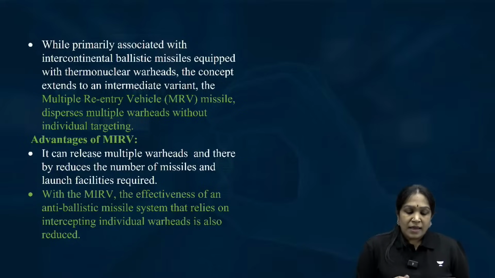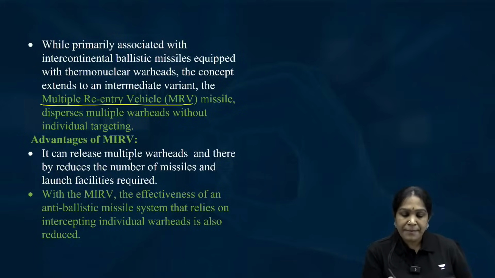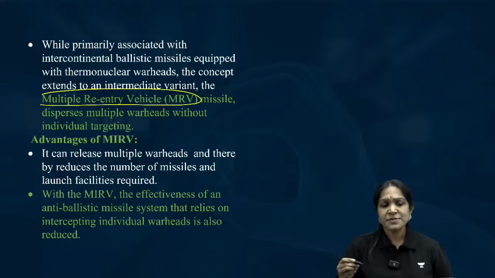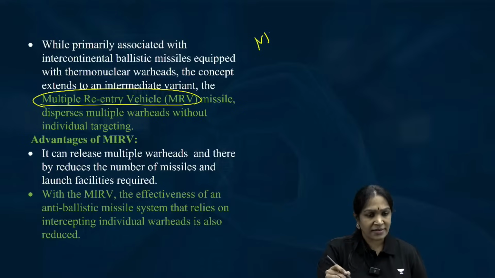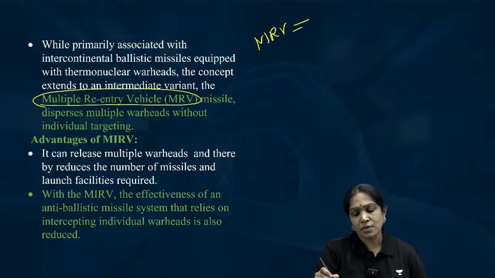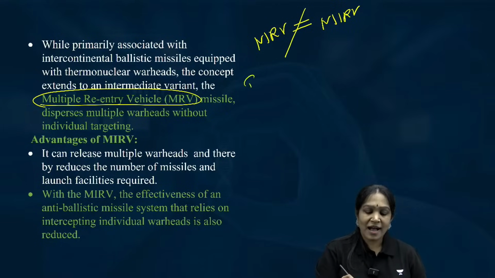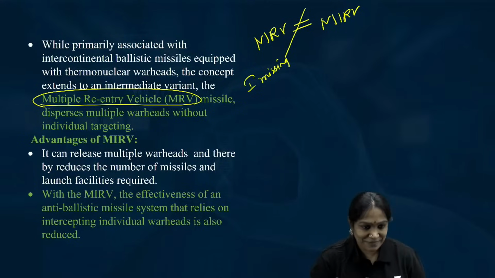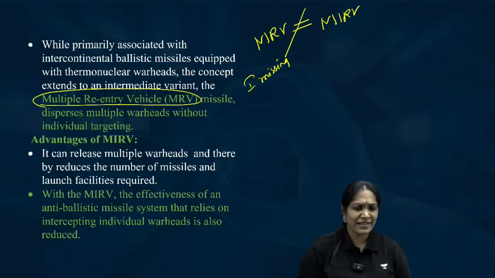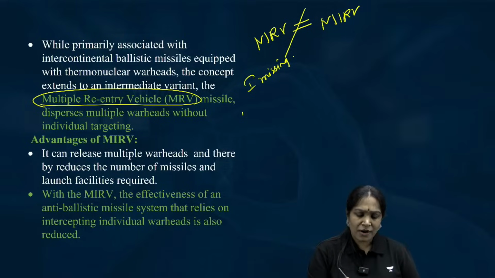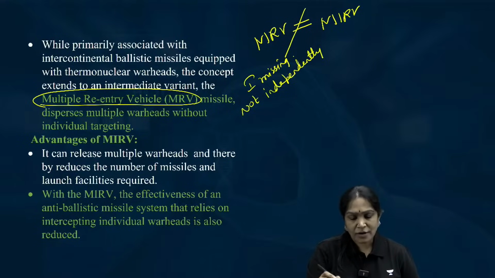Then multiple re-entry vehicle, MRV. Look at this. Is there any difference between MRV and MIRV? Are these two same? Is MRV equal to MIRV? No. I is missing. What is the difference between the two? They are not independently targetable.